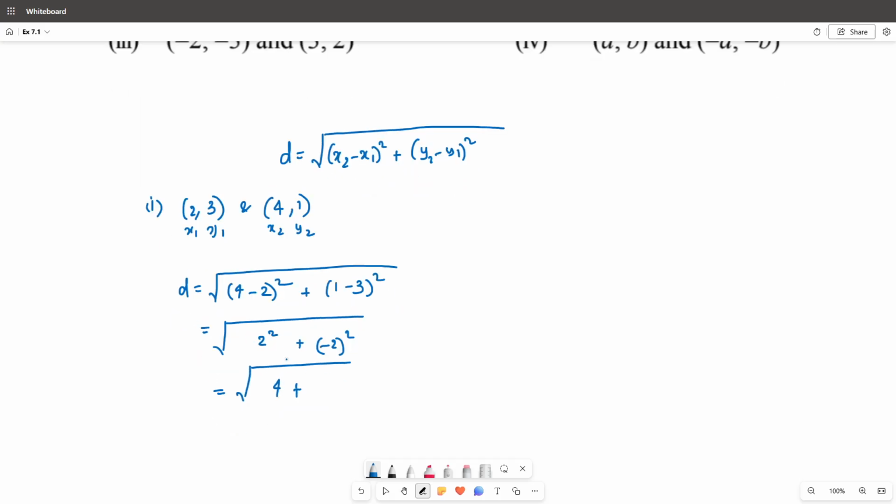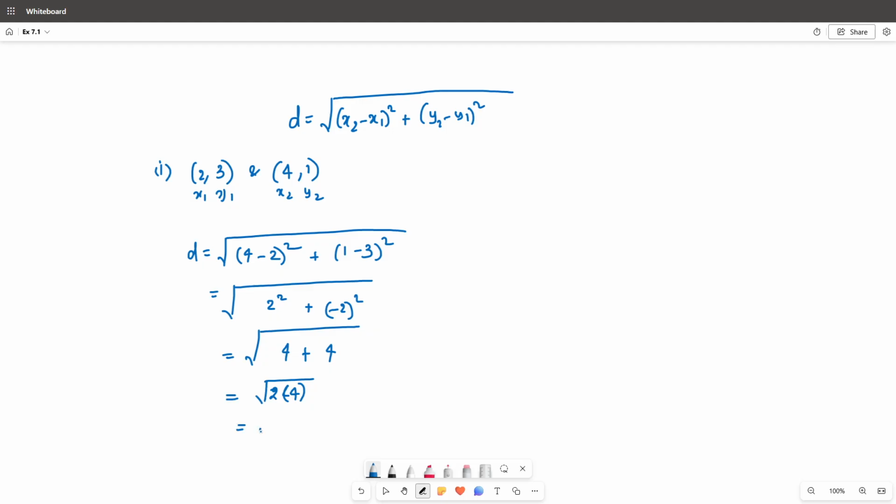So we have 2 square is 4 and minus 2 square is also 4. So 4 plus 4, we have 2 times 4 under root. And we know this can be written as root 2 into root 4. So root 4 will be 2. So the distance between the 2 points is 2 root 2.